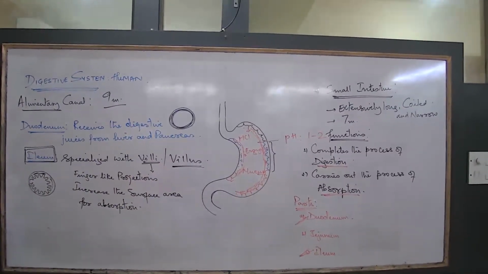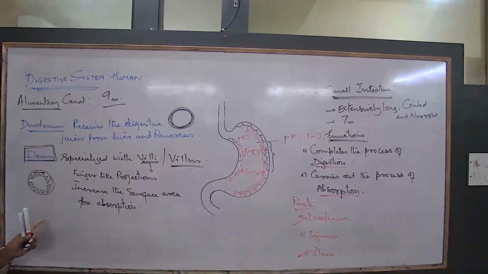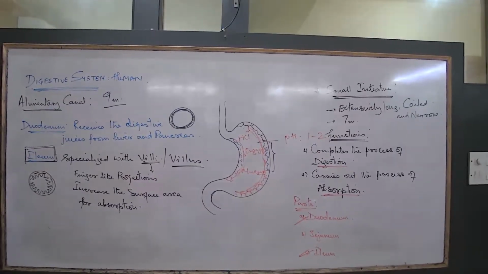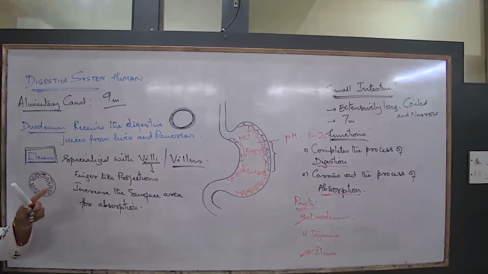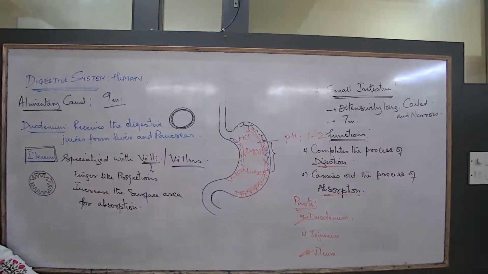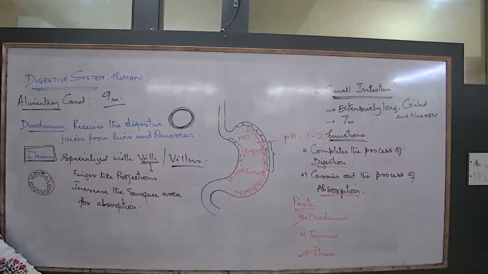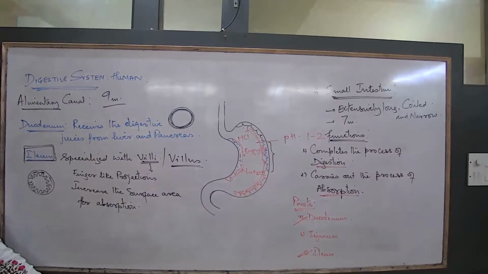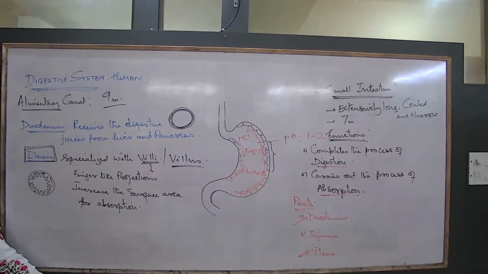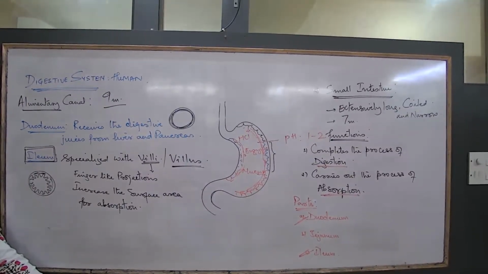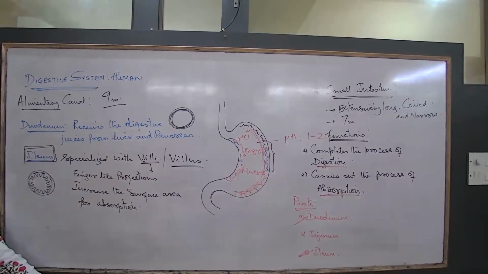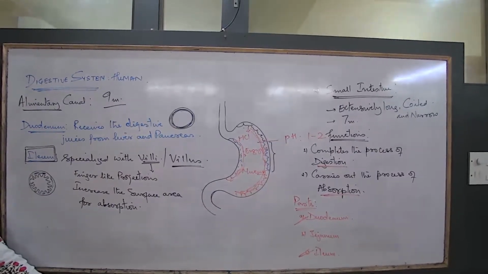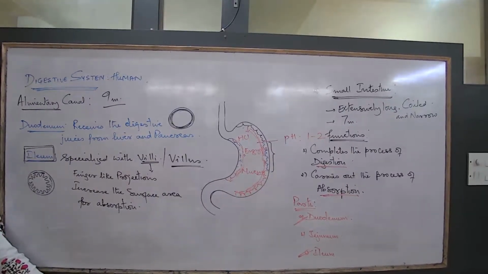So what are some special features of the villus in the ileum? What are some special features which make absorption possible? Number one, the thin wall of the villus, which is made up of one single layer of cells, and number two, the profuse supply of blood vessels, so that the nutrients diffuse and dissolve into the blood vessel, and then the process of distribution can happen.